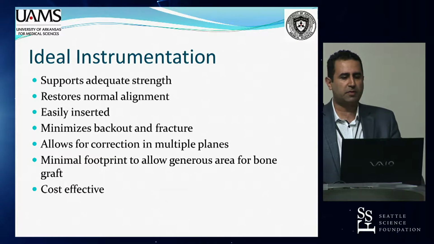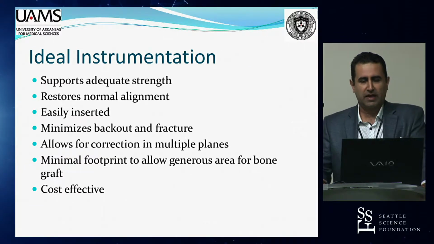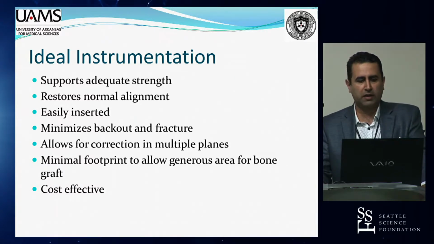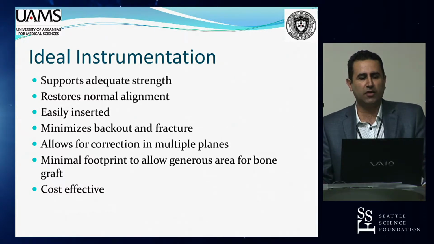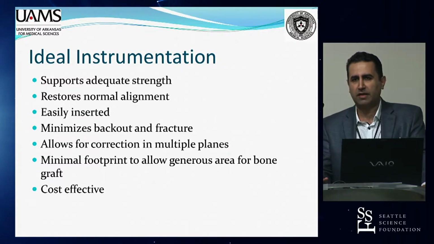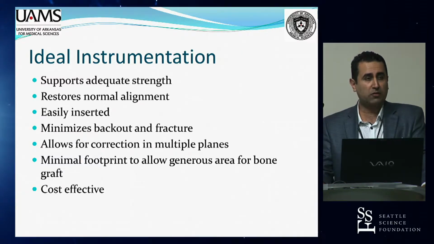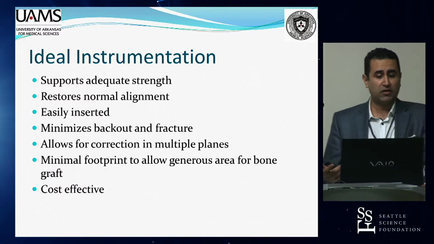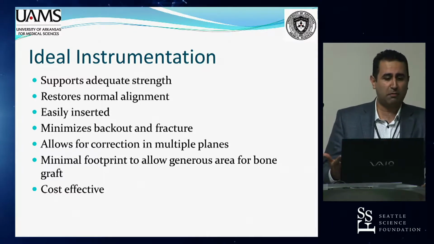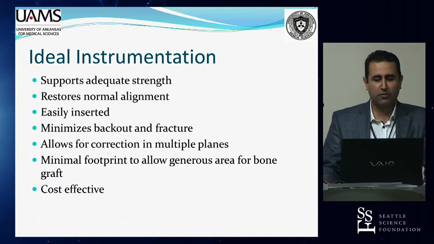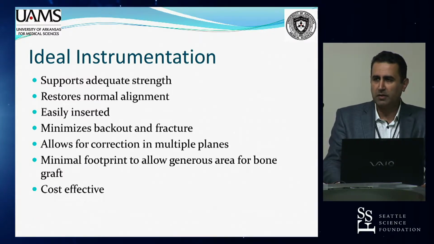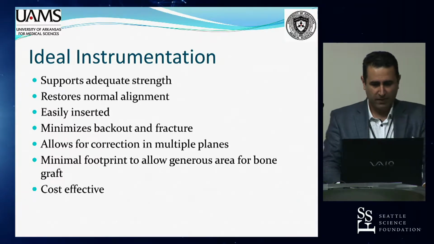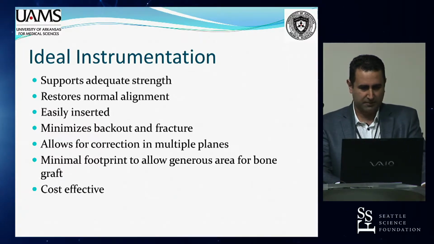So what's the ideal instrument? Well, it's got to be strong enough. It has to be able to help you restore normal alignment. You have to be able to insert it easily. It can't back out. It can't fracture. You have to be able to correct multiple planes of deformity with it. But most importantly, with respect to what we said, it has to have minimal footprint to allow this generous area for bone graft to occur, for bony arthrodesis to occur. And of course, in our society today, it has to be cost effective. Otherwise, it's not useful. And your hospital system will not allow it.